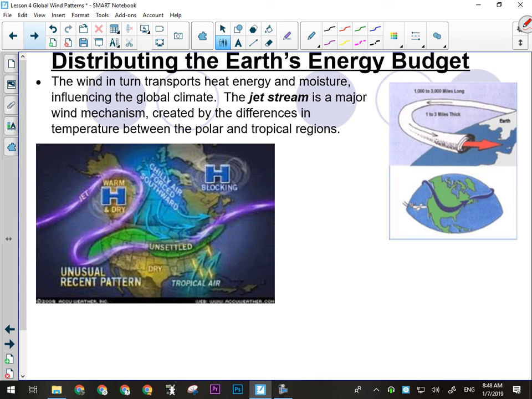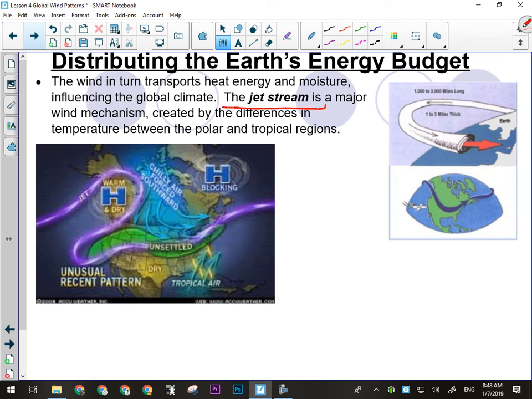The movement of the Earth's atmosphere causes that water vapor to move from the equator towards the poles, and it carries with it all the stored energy that it gained as a result of changing state from liquid to gas. When it gets to more northerly areas, it condenses and releases that latent heat. In other words, it transfers energy from the equator to more northerly or southerly areas through that mechanism. It's actually a fairly large player in terms of how much energy it transfers globally. So wind in turn transports heat energy and moisture, influencing global climate.